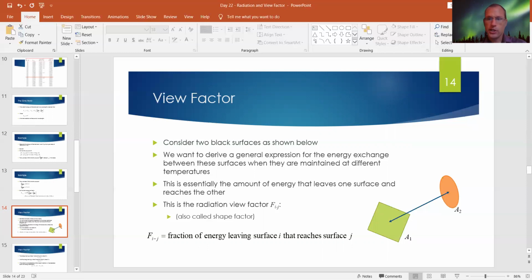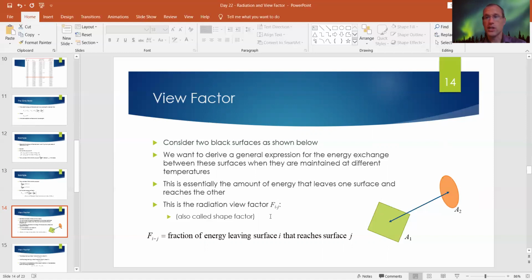So I want some energy exchange between two objects, object one and object two. Some energy is coming off this surface A1, again going in all directions. Some of it's going to the right, some of it's going up, some of it's going left. But some of it is hitting A2, and that's what I care about. Same thing for object two: some of it's going in all directions, some of it's hitting A1. I want to know how much that is. So the amount of energy that leaves one surface and reaches the other is called the radiation view factor, Fij.